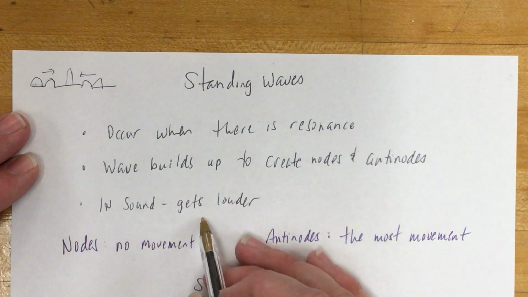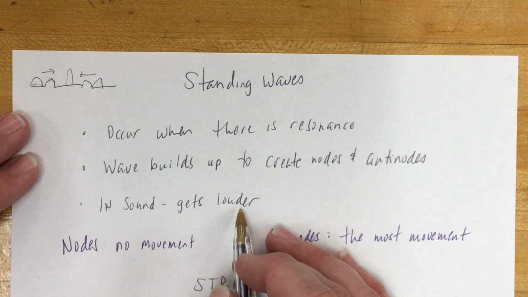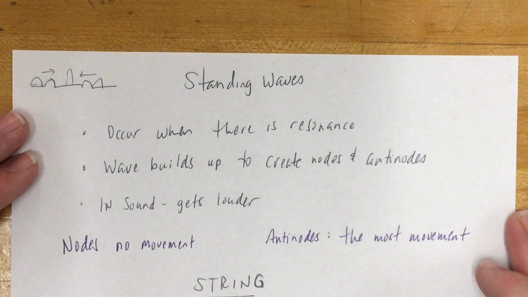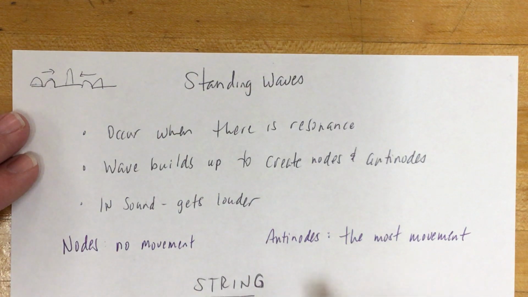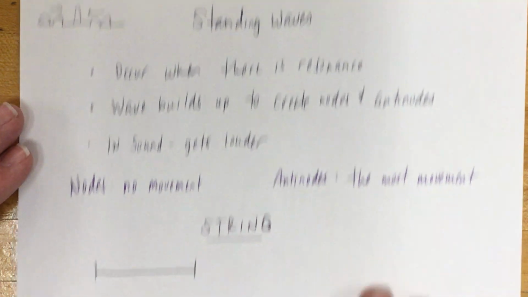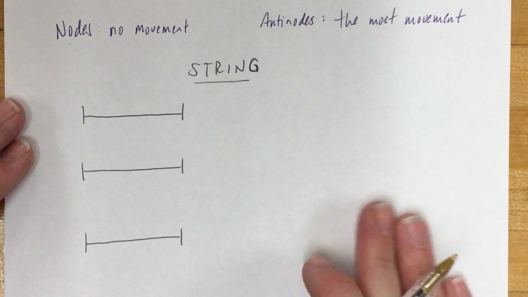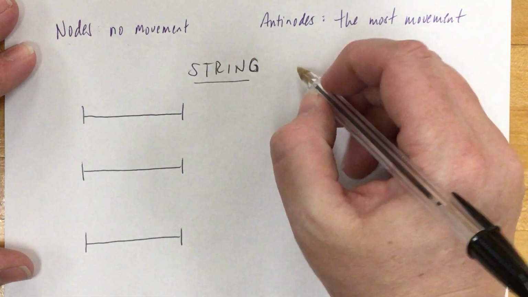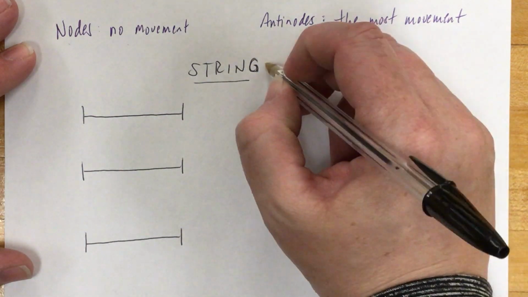And when we're dealing with the idea of sound, this is where it gets louder. So this is a big thing in designing and building instruments. When we talk about nodes, nodes will be the spot where there's no movement, and antinodes will be the most movement. So we might see this in way of a string. And with a string, we have nodes at both ends.